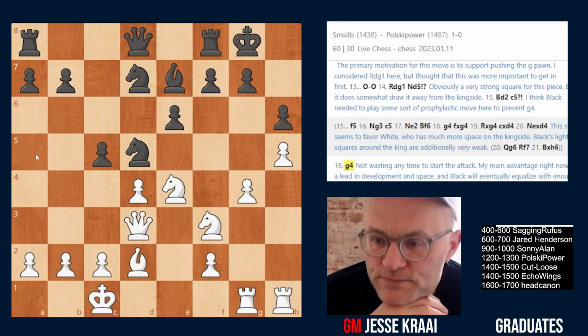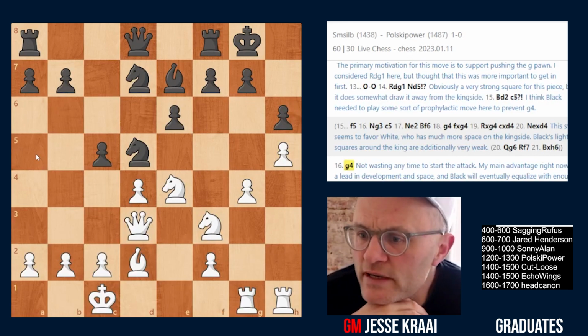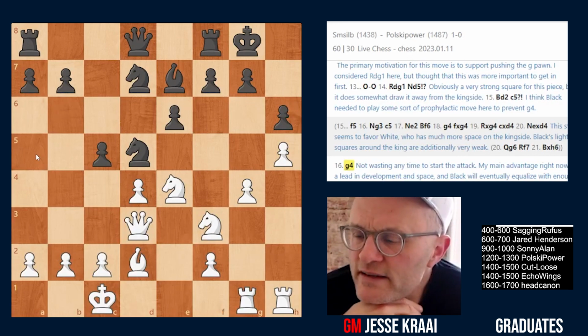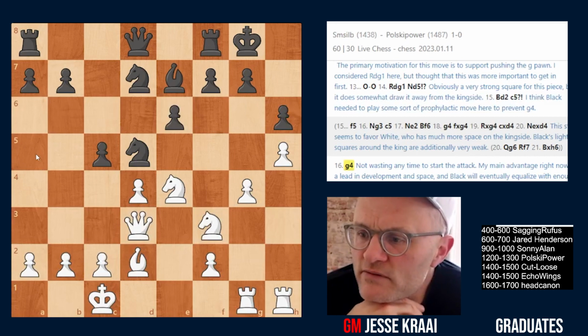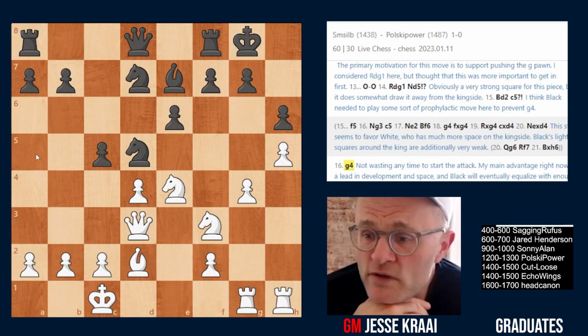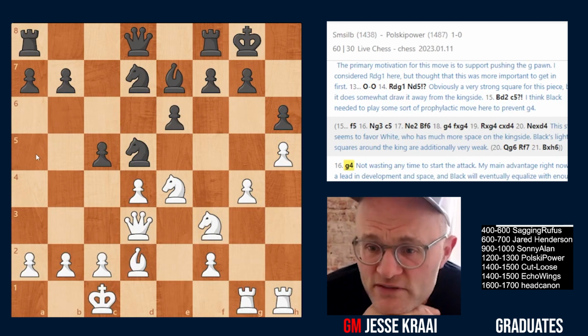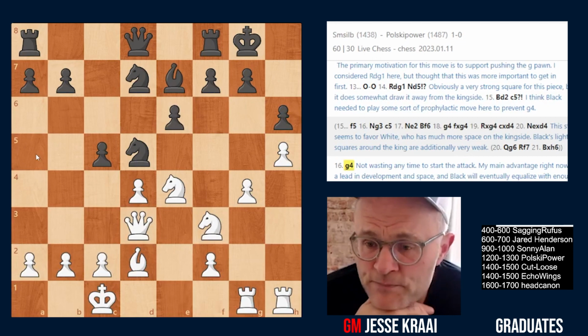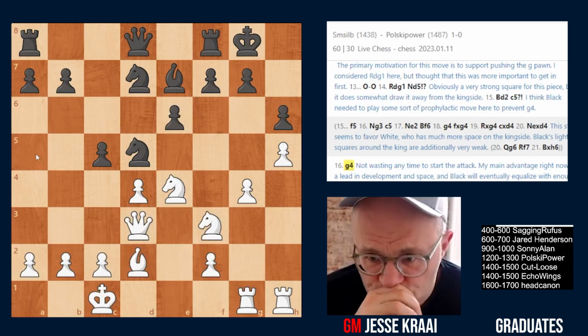g4, brilliant, brilliant. Let's read what he writes. Not wasting any time to start the attack. "My main advantage right now is a lead in development in space, and black will eventually equalize with enough time." Well said. Well said. And black now makes a mistake that has everything to do with time, but he is in a difficult situation, for sure, in this position.